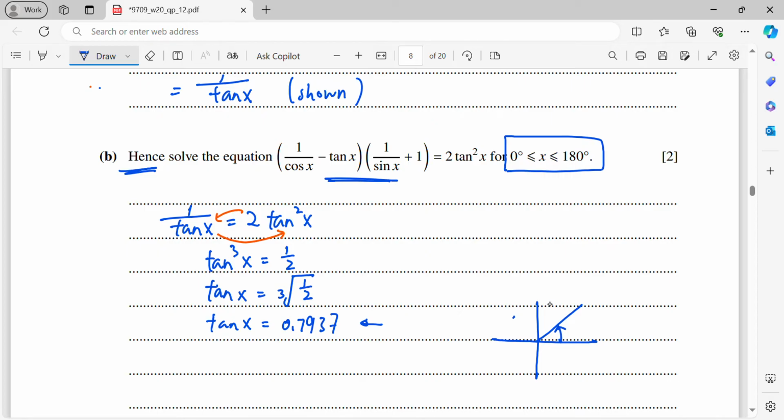So that means now your x is inverse tangent 0.7937. That means the calculator will give you 38.4. So that is the x value for this equation.